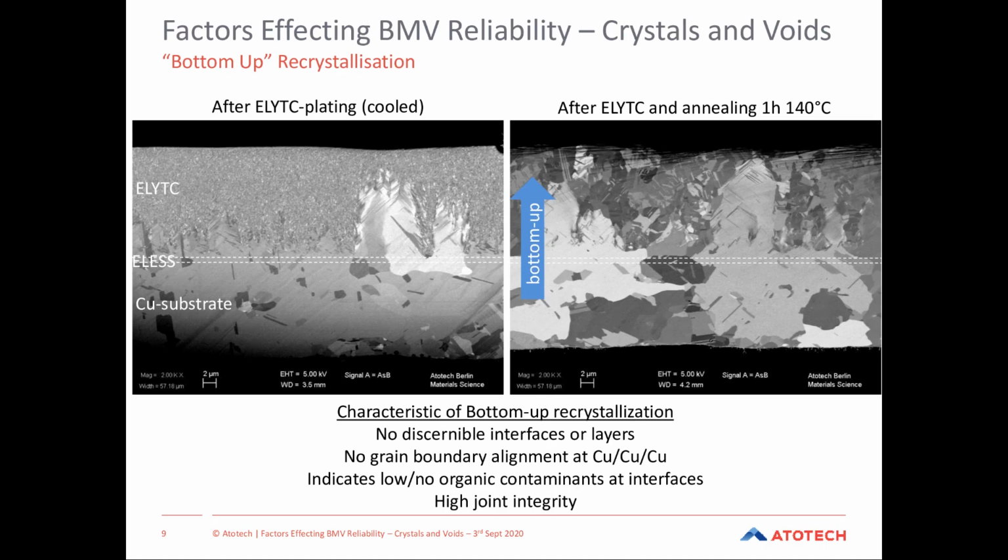Because there's no discernible interfaces, there's no alignment of grain boundaries. So any crack has to go through a much more tortuous crack path in order to fail and to propagate. As I said earlier, we can only generate this structure if there's very low levels of contaminants at the interfaces within the structure, so the process is more than in control. And because it's the best crystal structure, we would expect a high level of joint integrity.